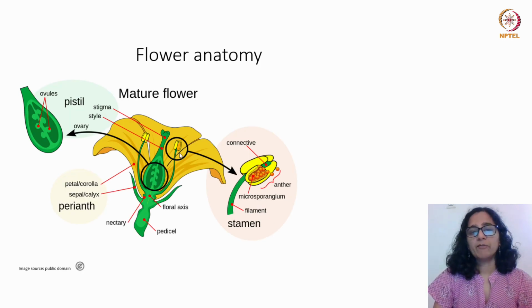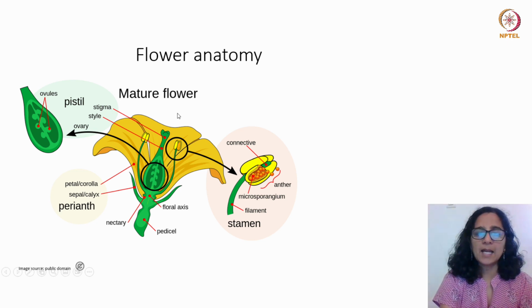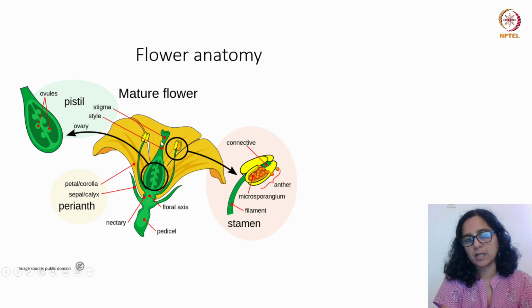Before going into figs, we need to understand a little bit about flower anatomy. Forget about the various words here, but what you need to understand is that a flower has male and female reproductive parts. The male part is the anthers, where there are pollens held in this male reproductive part, and that can fall on the same flower or a different flower, on a female reproductive part. The female reproductive part has stigma, style, and ovary.